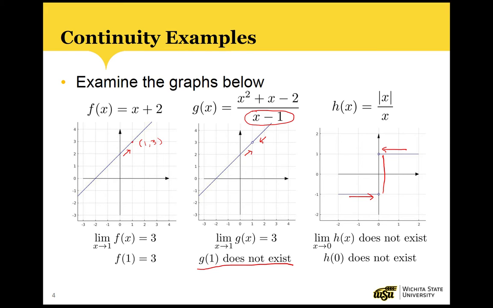Because the one-sided limits do not agree, we say that the limit as x approaches 0 of h of x does not exist, in addition to the fact that the function itself is not defined at that point because there are holes in both of these locations and no other blue dots that appear along the x-axis or the y-axis to indicate that there's some other value that the function obtains.